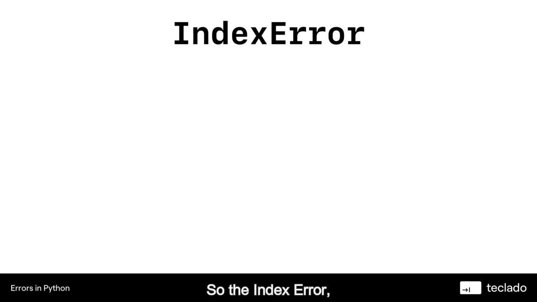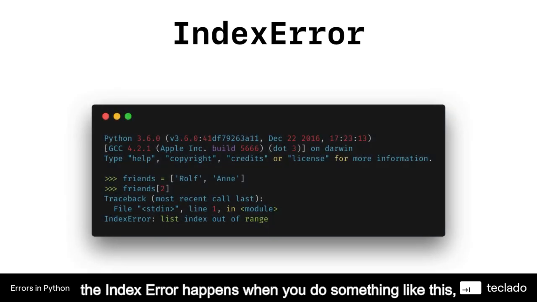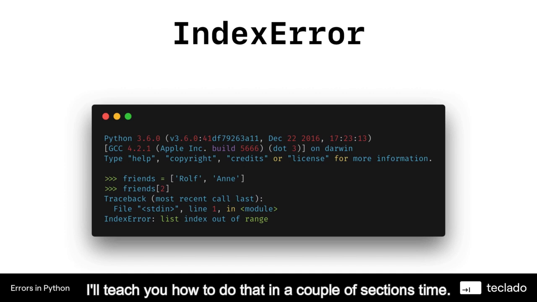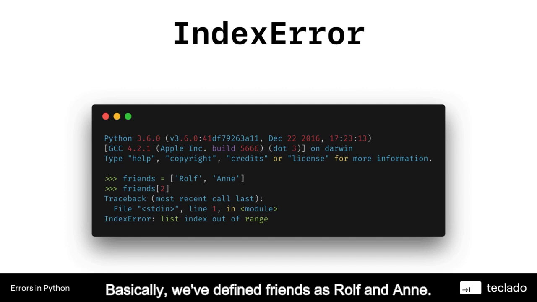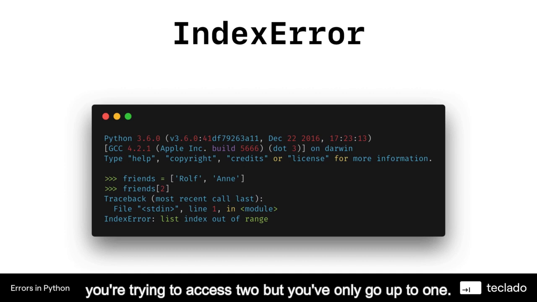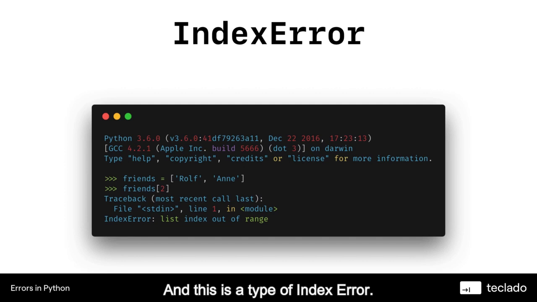So the index error. The index error happens when you do something like this. The first 3 lines, by the way, are just the Python introduction type thing when you run Python on your console. I'll teach you how to do that in a couple of sections' time. Basically, we've defined friends as Rolf and Anne, and then we've accessed friends[2]. But of course, friends[2] doesn't exist because friends only has 2 things, 0 and 1. When you access friends[2], that's an index error, because you accessed an index that didn't exist. In this case, it tells you that the list index was out of range. You're trying to access 2, but you only go up to 1. And this is a type of index error.